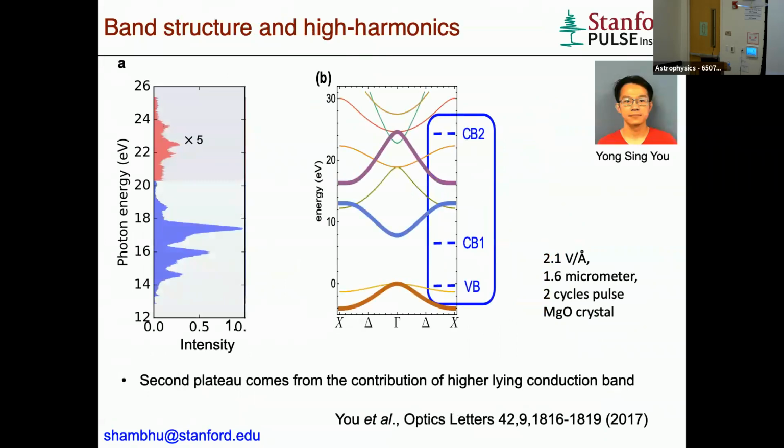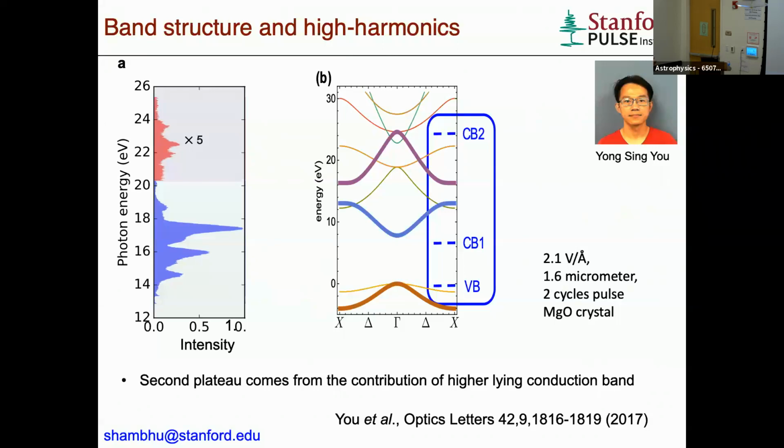This is likely the first experiment where we actually saw some signatures of the electronic band structure in the harmonic spectrum. We started with magnesium oxide crystal. This work was led by Yongxing Yu, who was a postdoc in our group. So this is the band structure of magnesium oxide crystal, which looks very complicated.